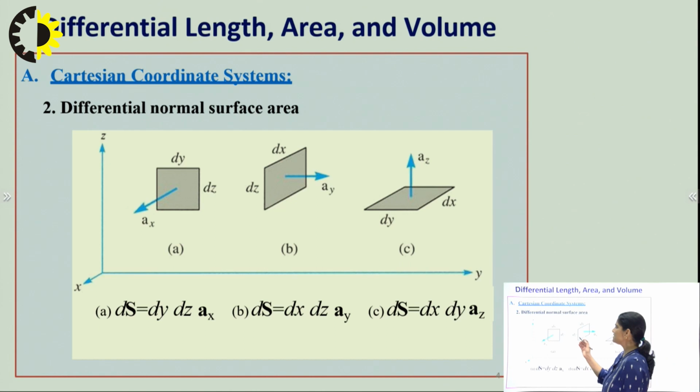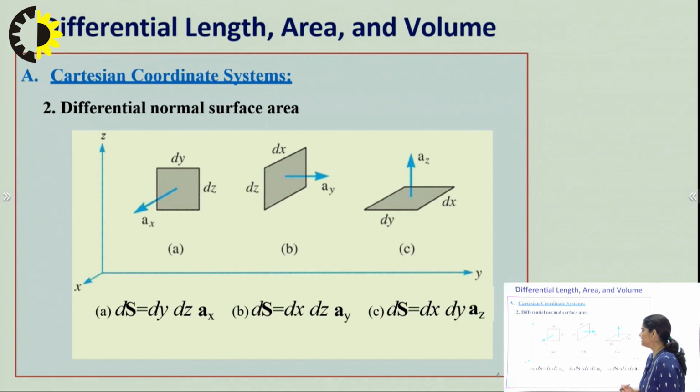Now second is surface area. How can we find the differential surface area? This is the x axis, this is the y axis, this is the z axis. Here you can see the unit vector is ax in the direction of the x axis. So while writing the differential surface area, for the unit vector x it is dy dz, meaning leave out the part of dx when we have the unit vector of x.